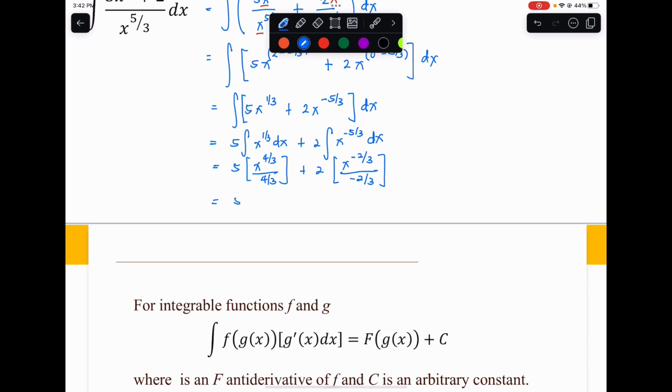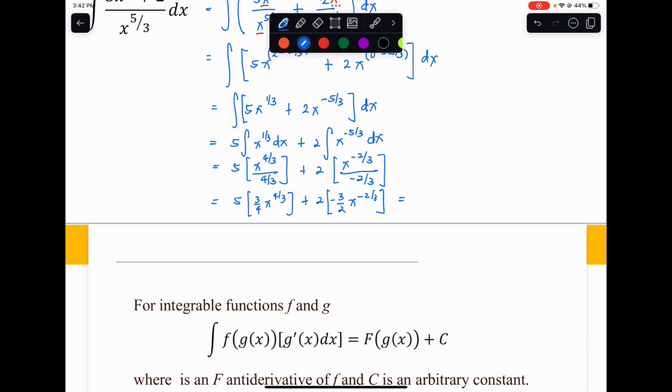And this would be 5, multiplied with the reciprocal of that, which is 3 all over 4, x raised to 4 over 3. Then plus 2, and the sign will still be negative, although we're going to reciprocate it. So it will still be negative 3 all over 2, then x raised to negative 2/3.